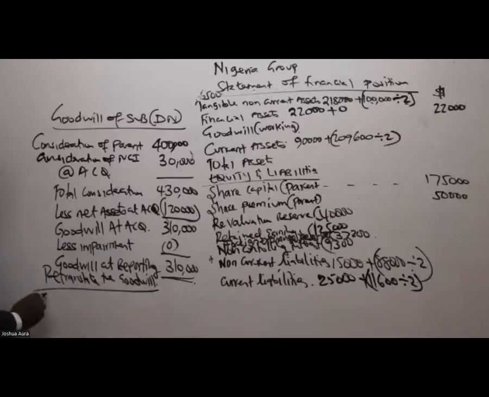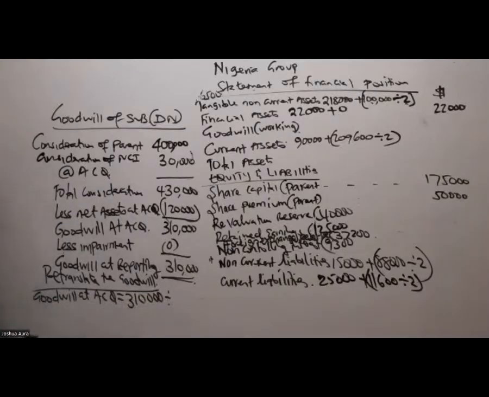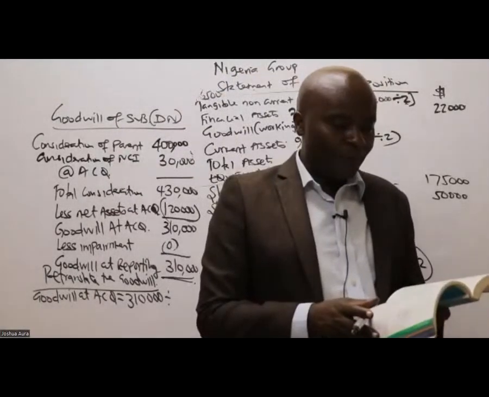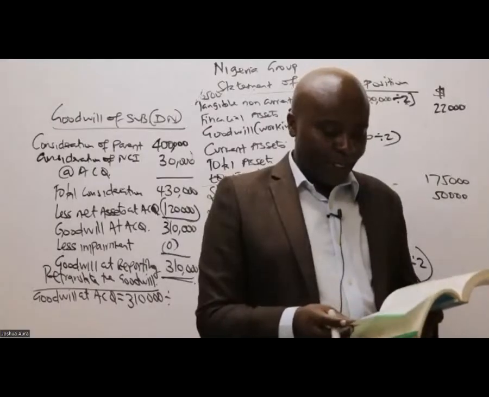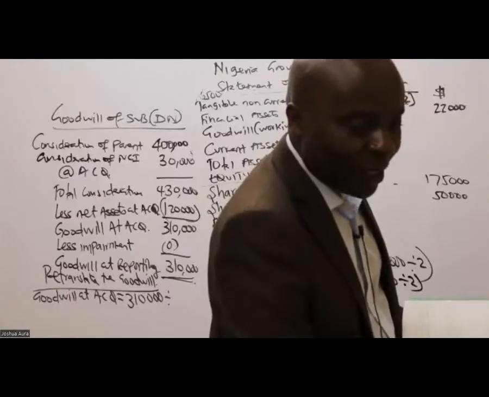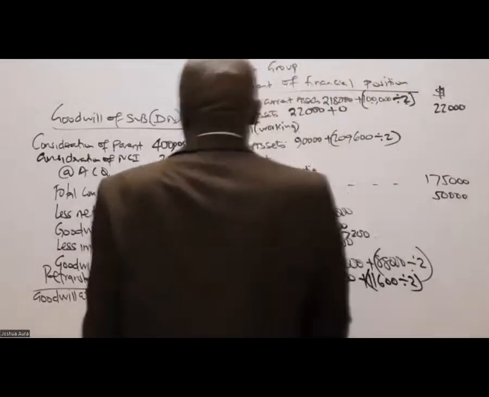So how do we do this? You start with goodwill at acquisition. Goodwill at acquisition was 310,000. At acquisition, I should translate this at what rate? If you remember, I should divide this by the acquisition rate. Most of you have forgotten. When you were acquiring this subsidiary, the rate was 4. So divide this by 4.